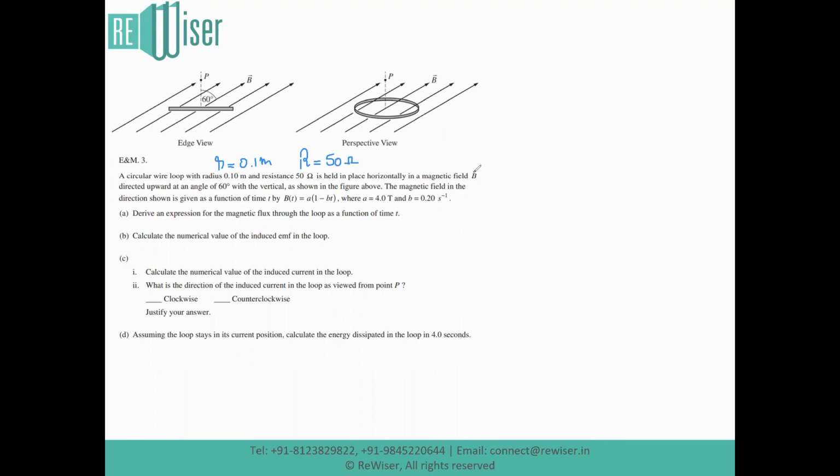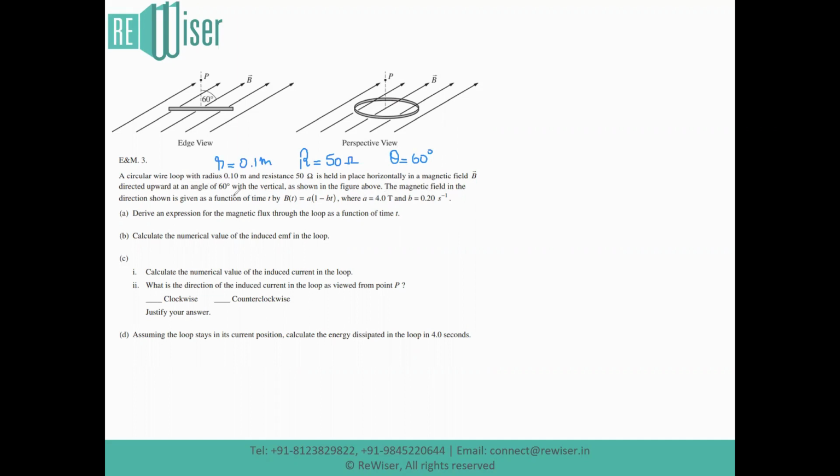which is held in place horizontally in a magnetic field B at an angle of 60 degrees with the vertical. So the angle that the normal to the surface makes with the magnetic field lines is 60 degrees. This is going to come in handy when we calculate the flux. So theta is 60 degrees. Now moving on, I think that's all the information we have been given.